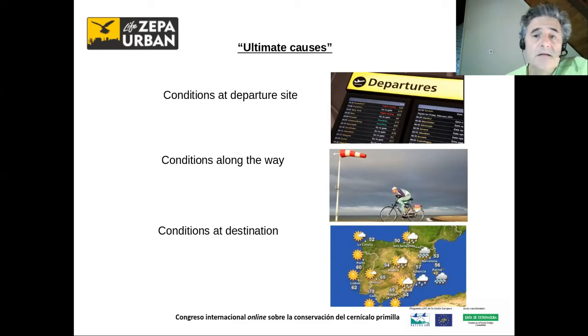At the end, arrival could be just determined by what you are expecting at destination. So you might just decide when to leave, how fast to travel, and how much to stop, depending on when you want to arrive. So we think that the ultimate cause would be trying to arrive at the optimal time to your breeding territory.